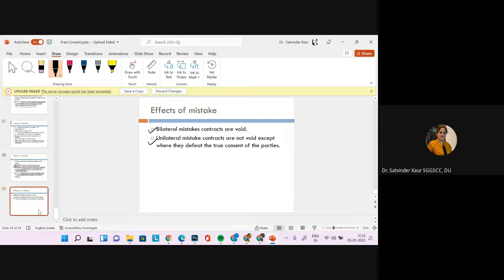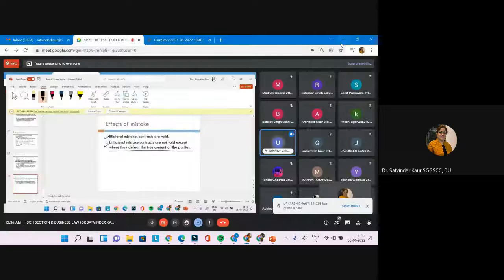And unilateral mistake contracts are void except where they defeat the true consent of the parties. So that's it in this particular chapter.